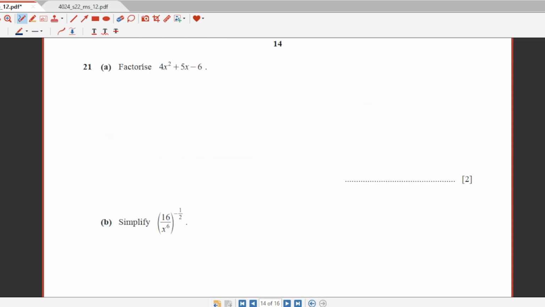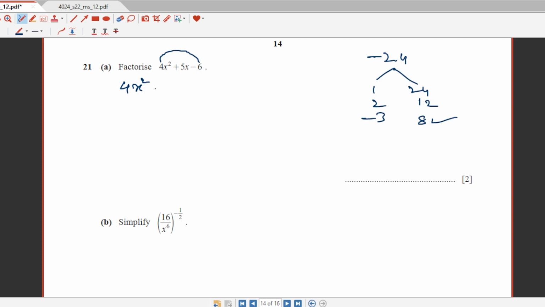Question number 21. Factorize this expression. First of all, we will multiply the coefficient of x squared and the constant, that is 6 times 4 is 24, minus 24. Now we will make pairs of this number. The pairs are 1 into 24, 2 into 12, and 3 into 8. We can use 8 and minus 3. 8 minus 3 is 5, and 8 multiplied by minus 3 is minus 24.